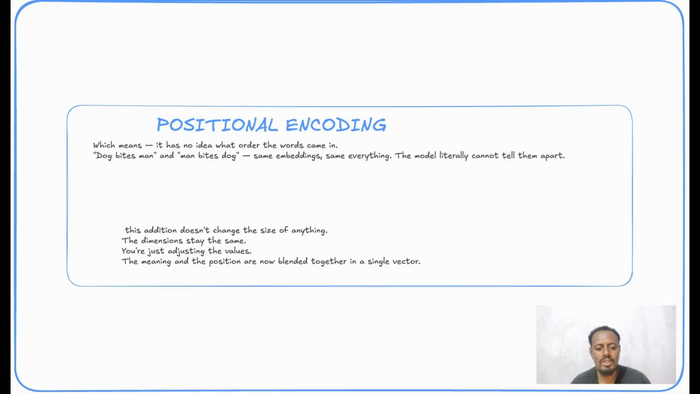So cat in position 1 looks slightly different from cat in position 7. Same word, different position, different final vector. The model can now distinguish them. Word meaning plus position, combined into one vector. That is what actually gets fed into the transformer.